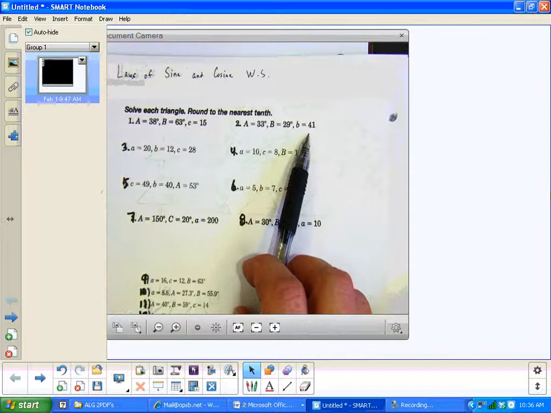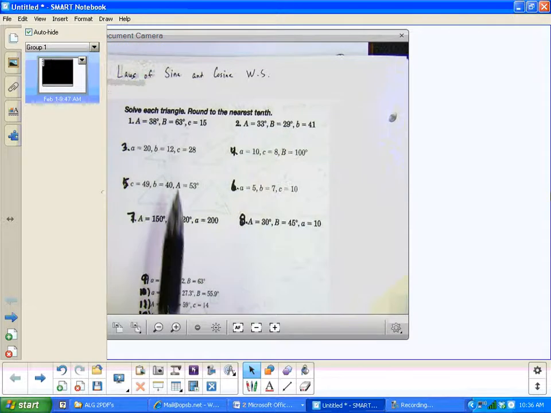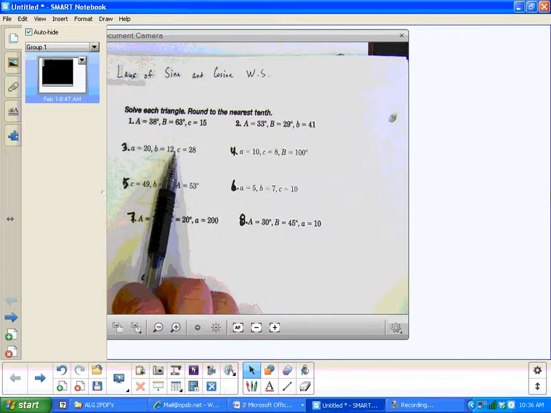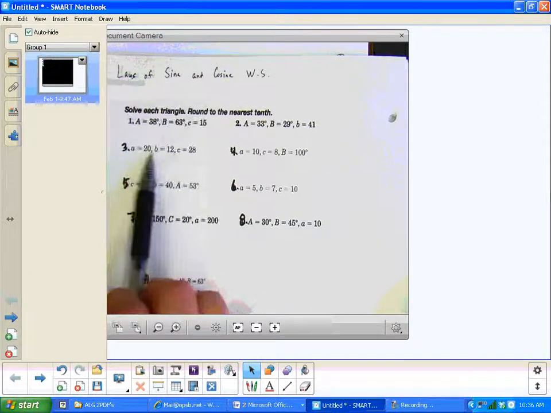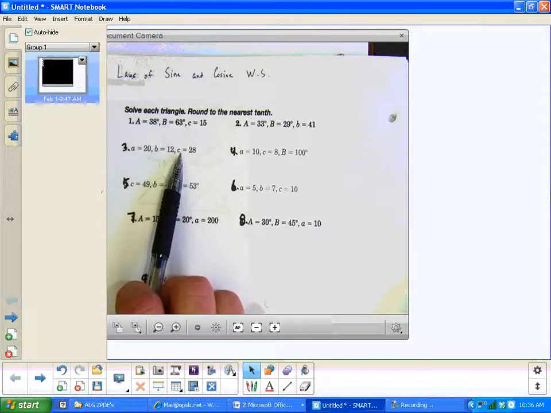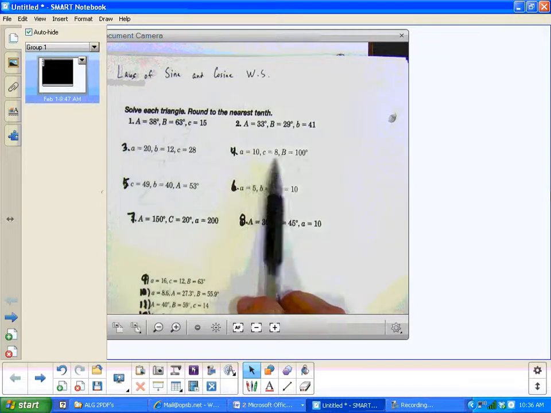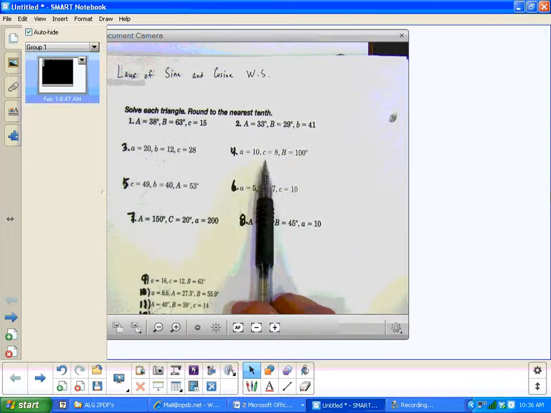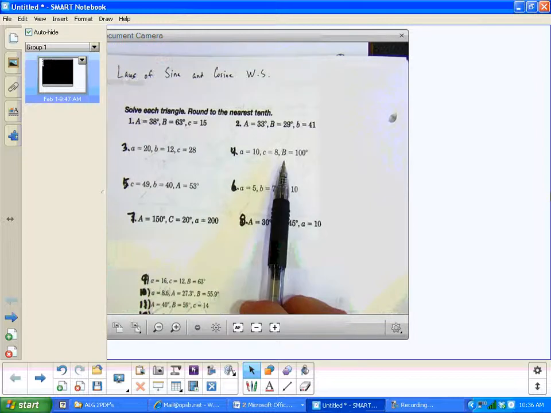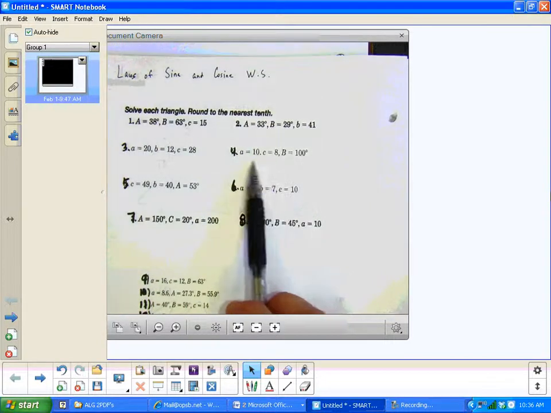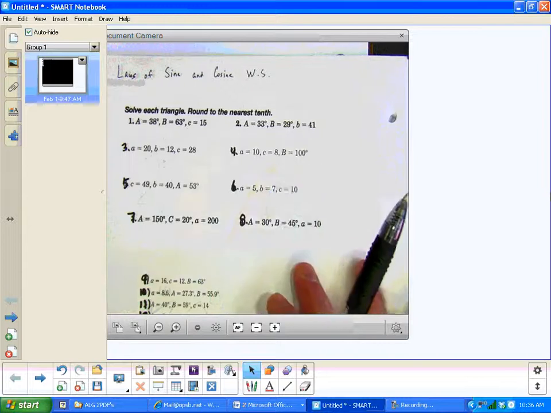All right. Now look at this one. All 3 of these, they're all sides. So it'll be side, side, side. So I'd use laws of cosine. Now this one's 2 sides and an angle. So it could be side, side, angle, or side, angle, side. So I think what we need to do on that one is to draw it first, right? Okay, so I'm just going to draw a little sketch.